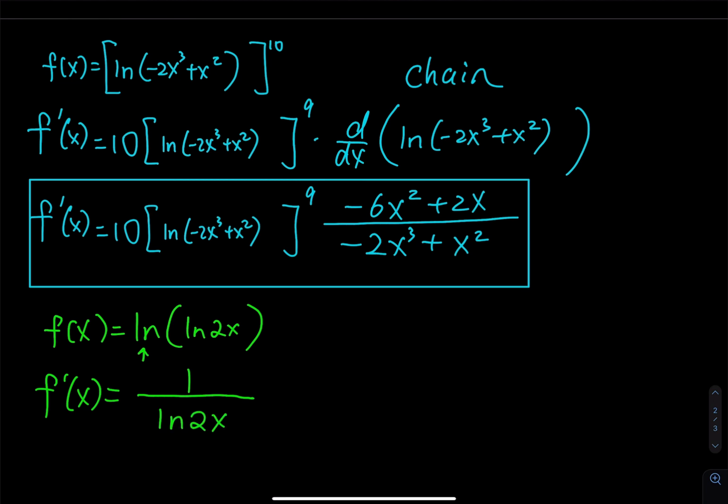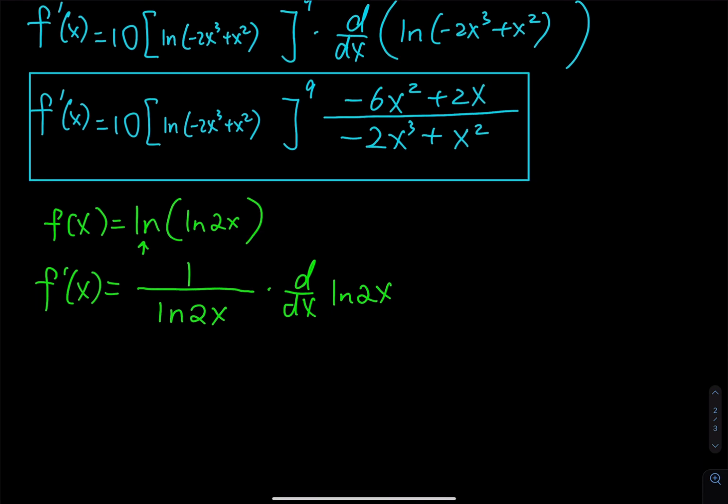So since you have this inside another ln, then we have to use chain rule to take care of the derivative of ln 2x. The derivative of ln 2x is 1 divided by the whole thing, and then the derivative of 2x is equal to 2. So you erase that, and then you put a 2 over here. This is 1 over ln 2x. So that's your final answer.